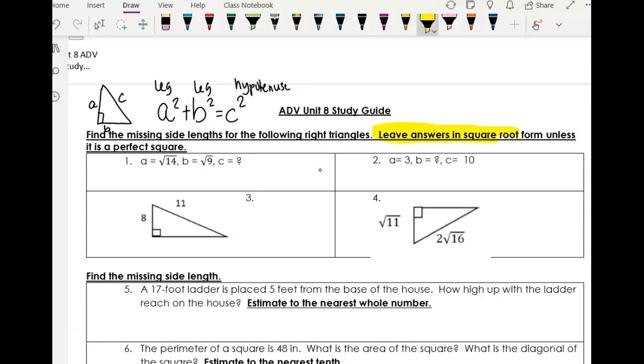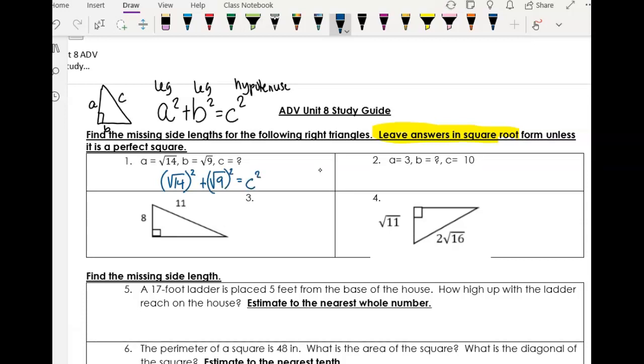So with that in mind, let's pay attention to the directions too. It says leave your answers in square root form unless it's a perfect square, in which case you will simplify it. We'll take a look at the first one. It's given you the a, b, c values, so all we have to do is plug it in. Do not put it in your calculator. Do not estimate it. We're going to do the square root of 14 squared plus the square root of 9 squared is equal to c squared.